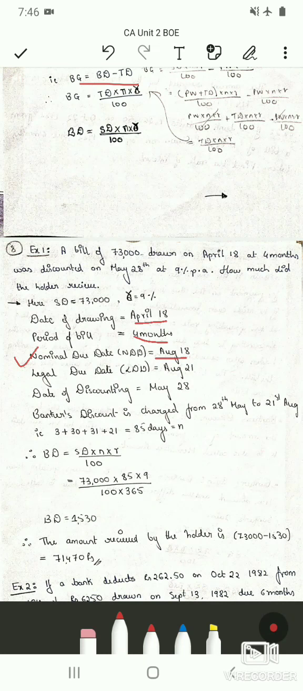So we got N, we have the sum due, we have the rate, then we can calculate banker's discount. Banker's discount will be sum due into N into R by 100. Here N is calculated in days, therefore in the denominator you have to divide by 365. So sum due is 73,000, N we have got 85 days, R is 9, so divided by 100 into 365.